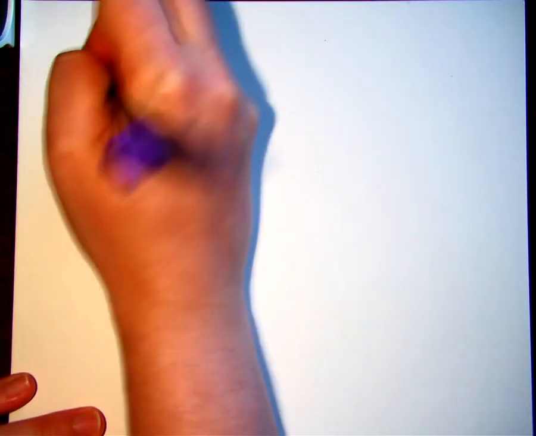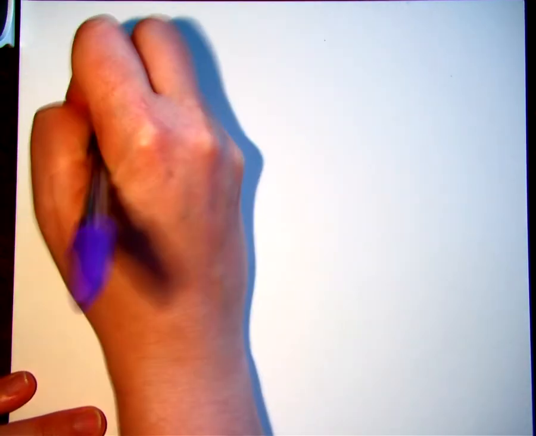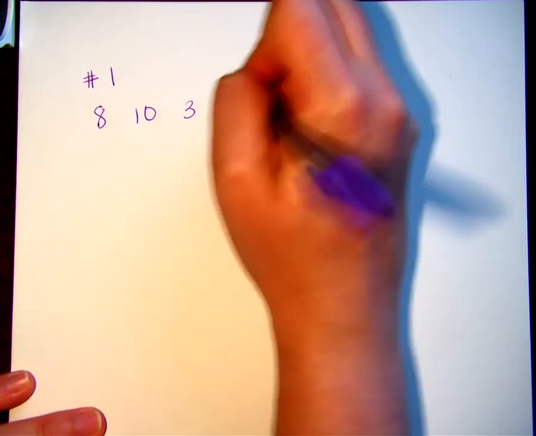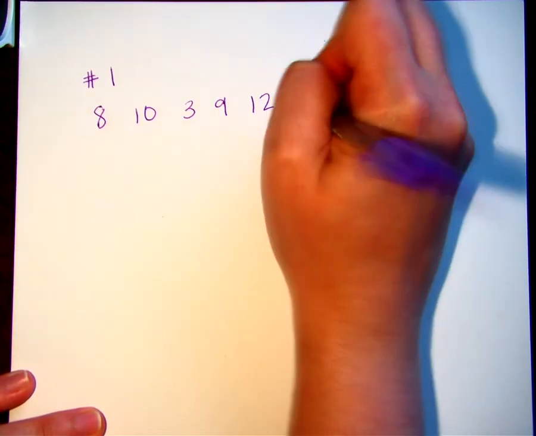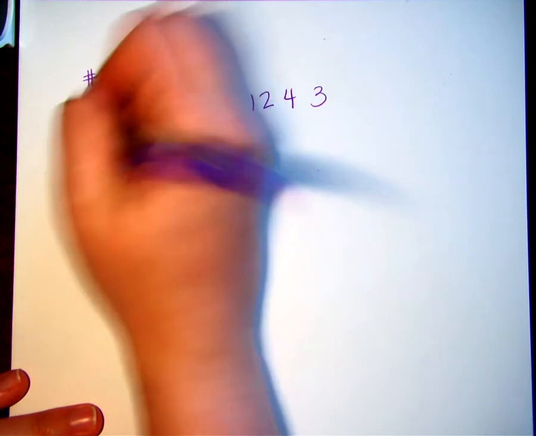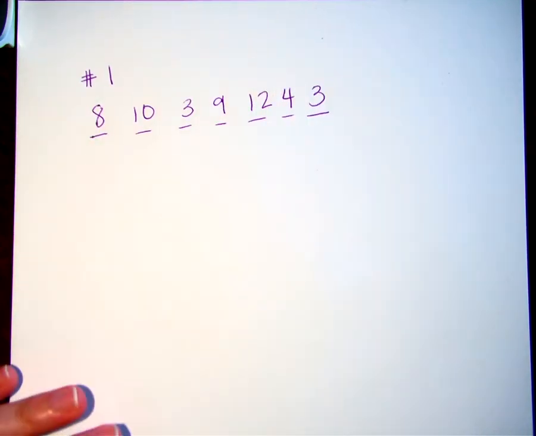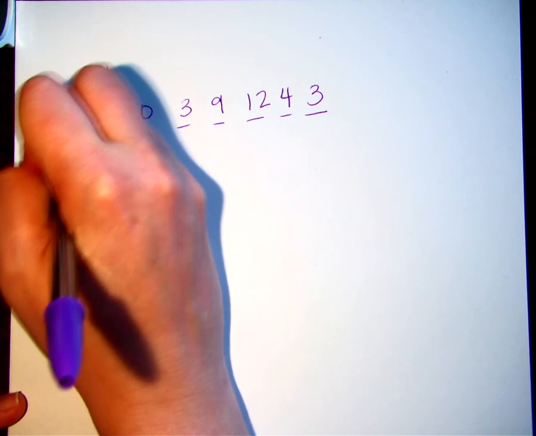All right, so I'm going to go along with the first example on one of your slides. The values are 8, 10, 3, 9, 12, 4, and 3. So those are your values. We have 1, 2, 3, 4, 5, 6, 7 values. When you find mean, median, mode, and range, it's best to put them in order from least to greatest first.